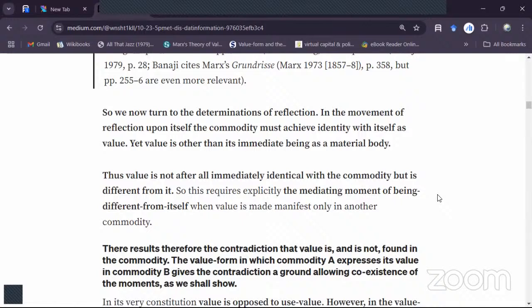Okay, so there's always this sense of difference. I talked about this yesterday. So this requires explicitly the mediating moment of being different from itself when value is made manifest only in another commodity.